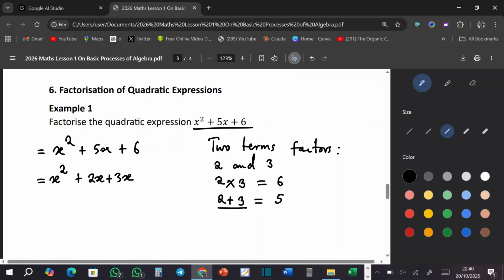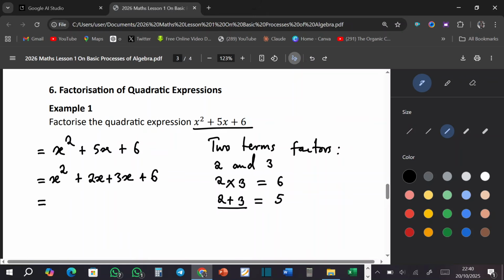If we say 2x plus 3x, are we not getting 5x? We are getting. So you replace it with this, then you say plus 6. Then you now factorize by grouping. So you factor this one by grouping, like what we have done previously. So this one and also this one. That's how you are going to do it.